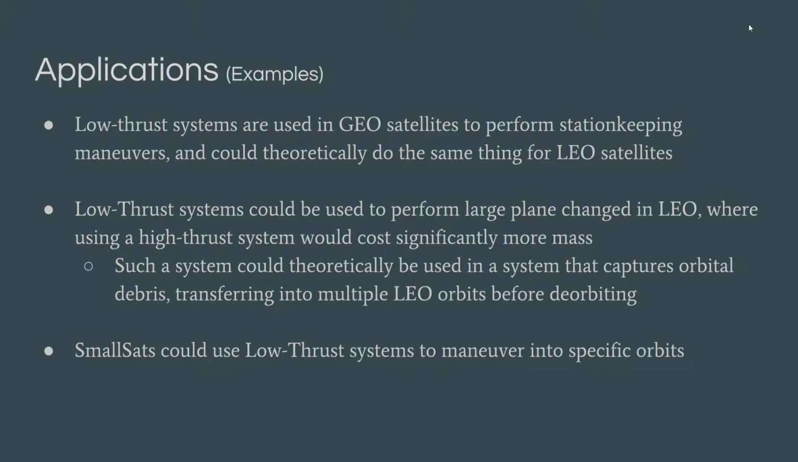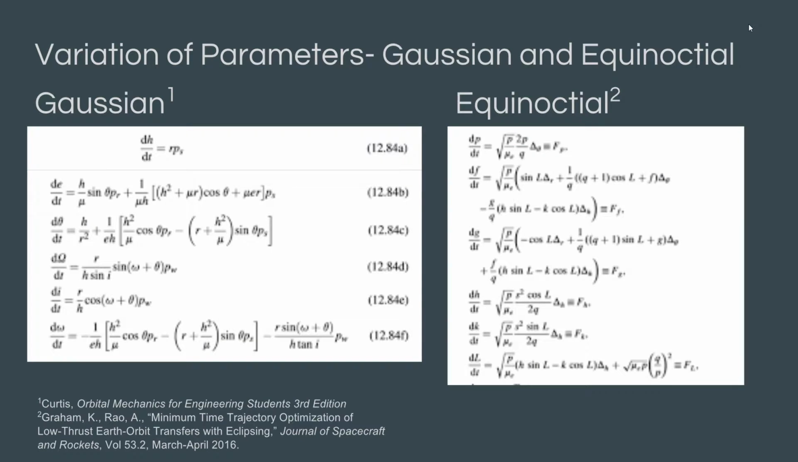A system like this could theoretically be used to capture orbital debris, transferring into multiple LEO orbits before finally deorbiting all of the material plus the system. And also small sats can use low thrust systems to maneuver into specific orbits. Variation of parameters, Gaussian and equinoctial, just a summary of the equations that are propagated.